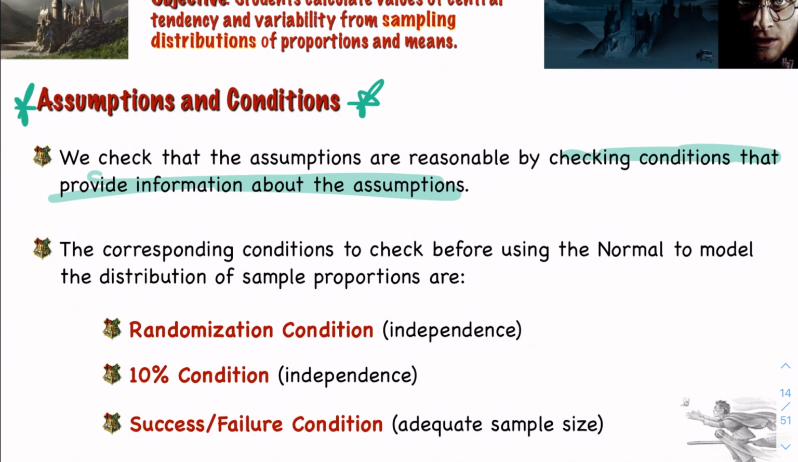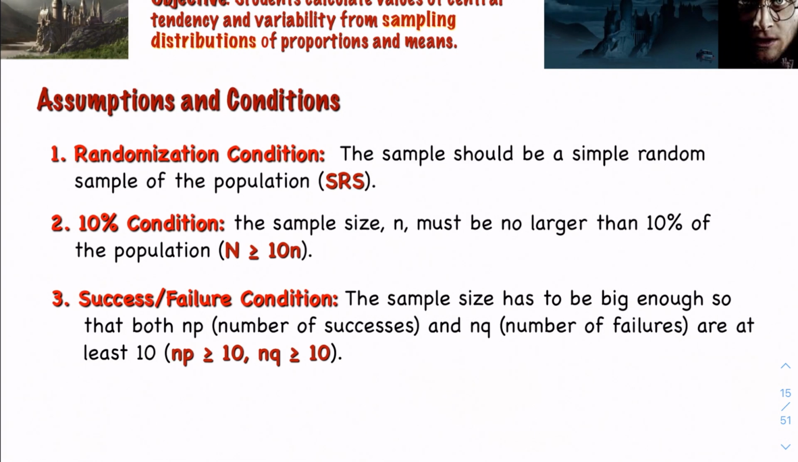That gives us our independence. We are looking at the 10% condition, which also allows us to verify independence. We are looking for the success/failure condition, which gives us our adequate sample size. Remember what we talked about last chapter with our probability models. We're looking at np and nq being greater than or equal to 10. So let's break those down.